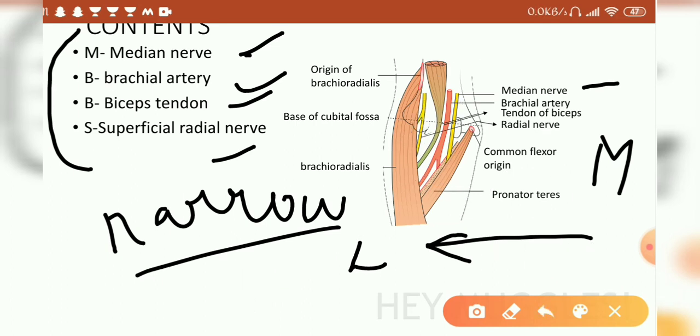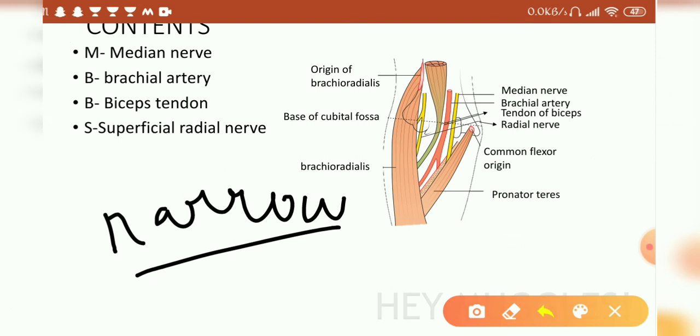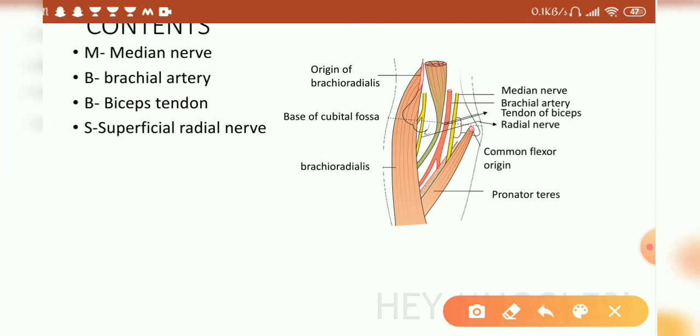Let's revise all the contents of your cubital fossa. So we have first median nerve. The median nerve leaves the fossa by passing between the two heads of pronator teres muscle. Then we have brachial artery. Brachial artery divides into radial and ulnar artery. Radial artery is superficial and ulnar is deep artery, right? And it terminates in the fossa at the level of your neck of radius.